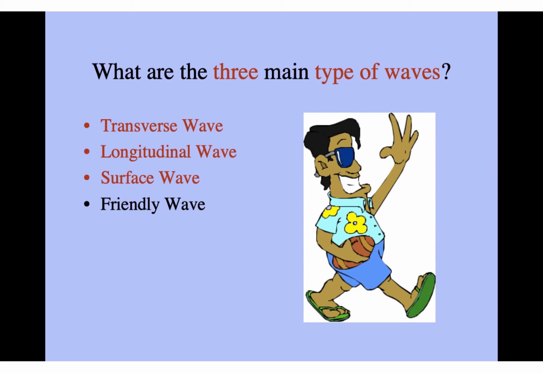The first wave we'll talk about is the transverse wave. And transverse means to go across. And so transverse waves are going to be those waves that we think of when we think of the sine wave. Longitudinal means it goes with or parallel, and the waves will travel parallel to the medium. And then the surface wave, also known as a combination wave, is a combination of both transverse and longitudinal together. And then, of course, we have the friendly wave.